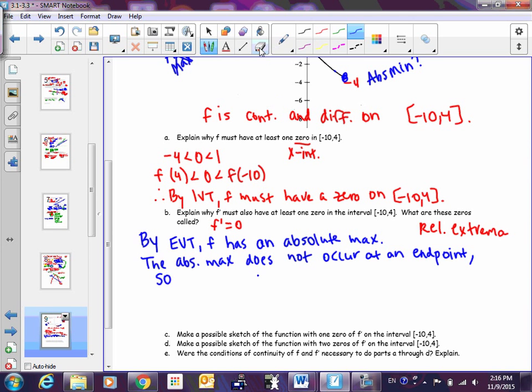And I will tell you, I've written slightly different things for my third, fourth, and fifth, and every time I kind of change the way I say it slightly. What you want to make sure you have here is that you're referring to EVT, you're talking about F having a max, and then you're relating it to the fact that F must, or you could just say F has a relative max. Because our absolute maxes and mins occur at endpoints, we cross that off here, or relative extrema. So if F has a relative max, what's the derivative at a relative max? 0, and F prime equals 0.